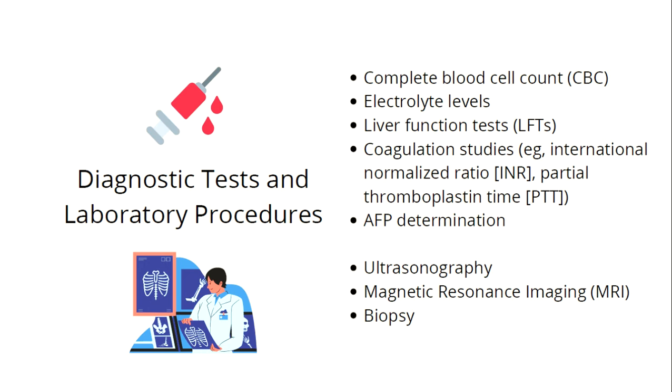Low hemoglobin levels may be related to bleeding from varices or other sources, and thrombocytopenia is a platelet count below 100,000 per microliter, which is highly suggestive of significant portal hypertension or splenomegaly. We have here the electrolyte levels. Hyponatremia is commonly found in patients with cirrhosis and ascites and may be a marker of advanced liver disease.